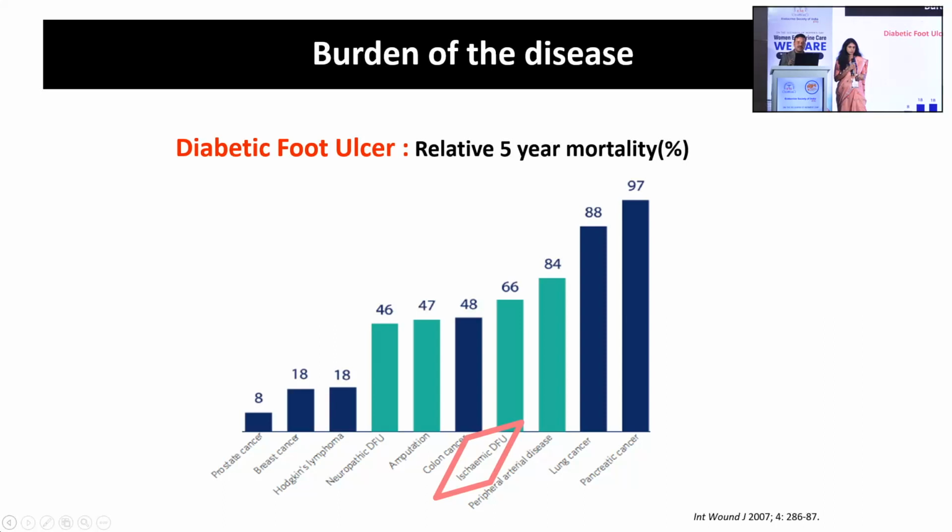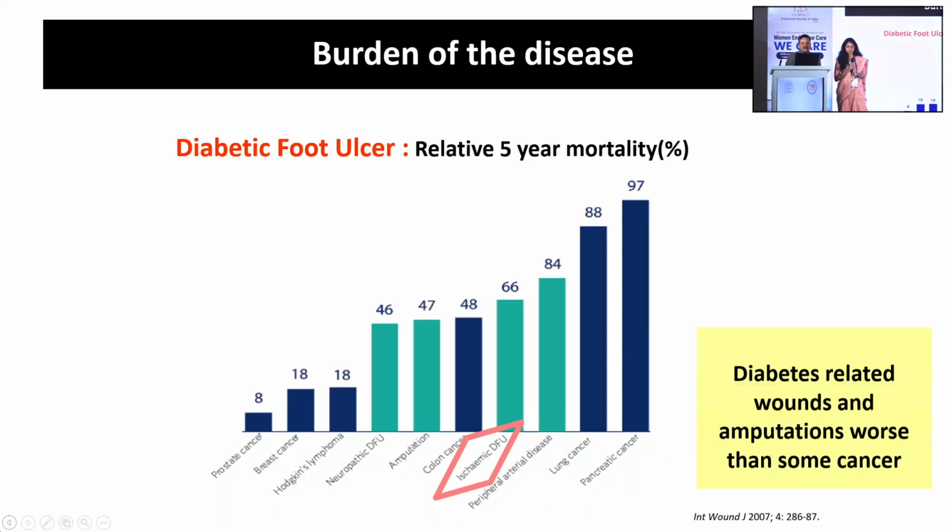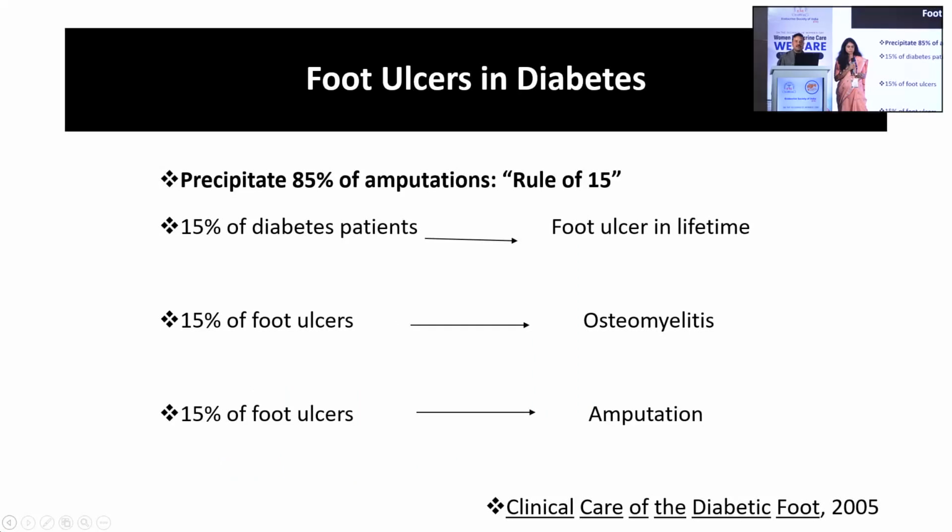It is slightly lesser than lung cancer and pancreatic cancer, but it is far more than Hodgkin's lymphoma, breast cancer or prostate cancer. So that is the importance of discussing the diabetic foot here. There are two thumb rules actually. One is the rule of 15, where 15% of patients with diabetes develop a foot ulcer in their lifetime, which I had already discussed.